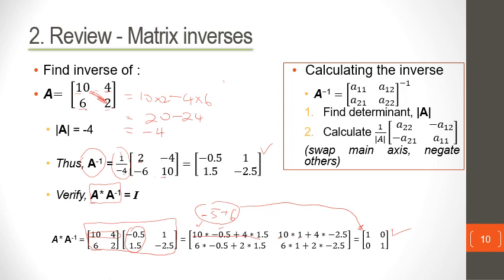As a recap, in order to calculate an inverse of a matrix A, the first step is to find the determinant, and then multiply by 1 over the determinant, rearrange the leading diagonal members, and negate the lagging diagonal members.